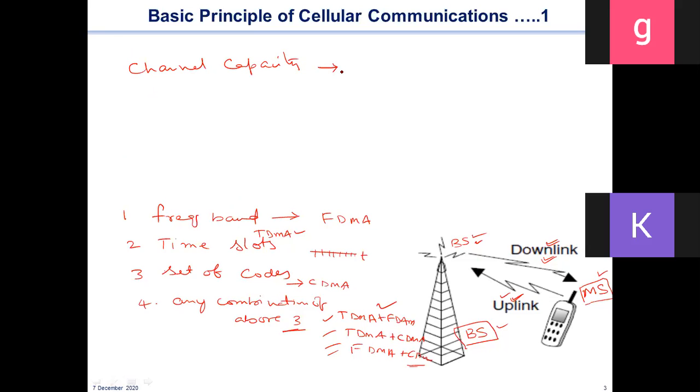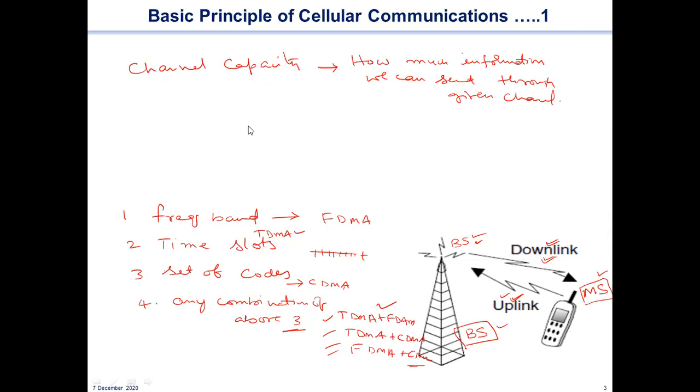Channel capacity means how much information we can send through the given channel. Okay, how much information we can send through a given channel. Okay, this is what channel capacity says.